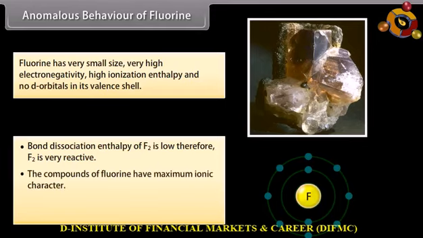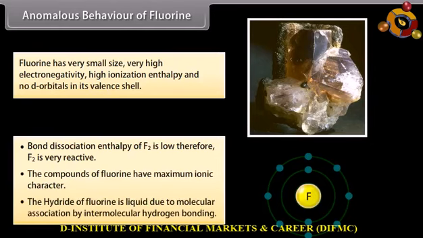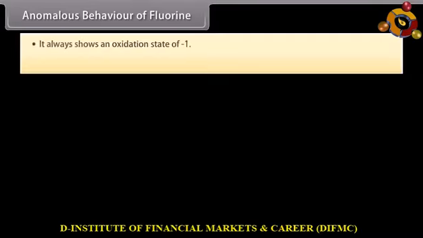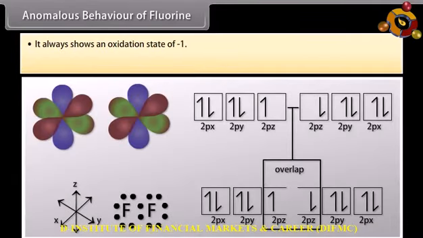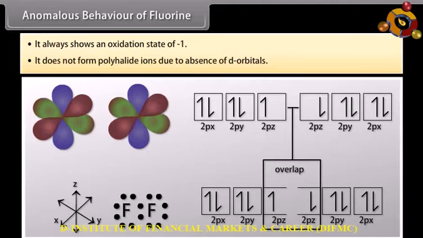The compounds of fluorine have maximum ionic character. The hydride of fluorine is a liquid due to molecular association by intermolecular hydrogen bonding. It always shows an oxidation state of -1. It does not form polyhalide ions due to the absence of d orbitals.